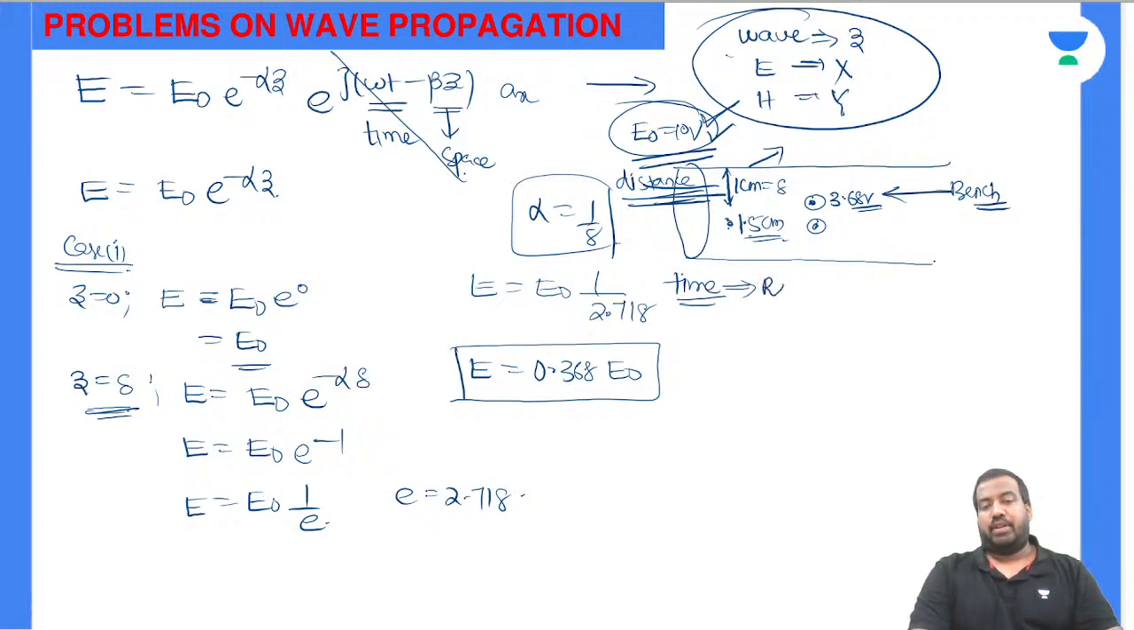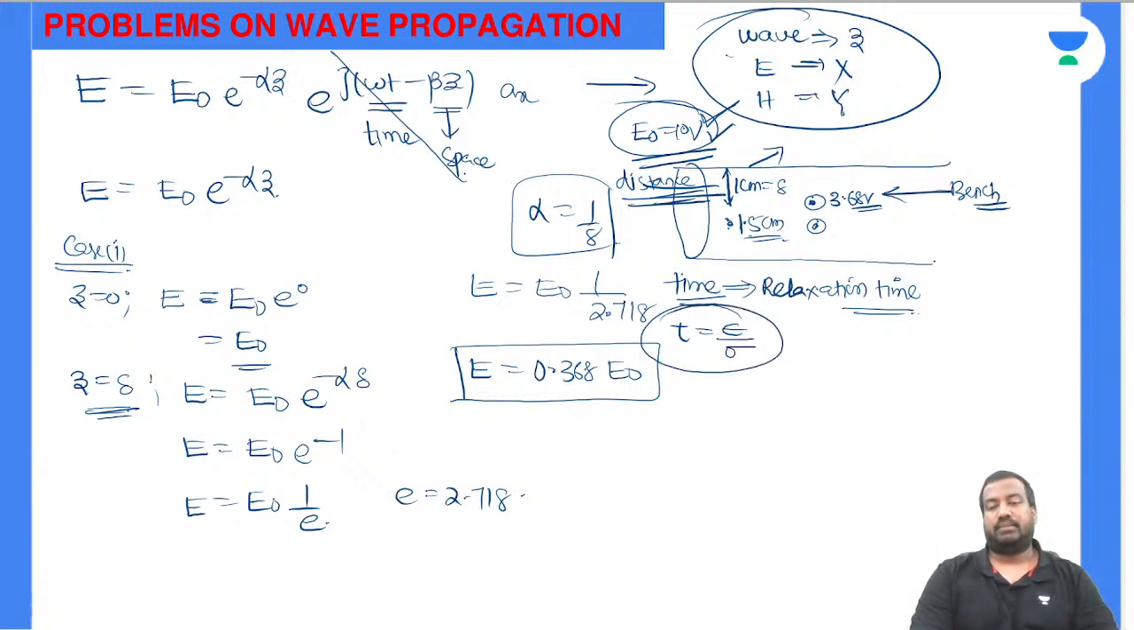The change of amplitude of the signal with respect to time is given by relaxation time. Tau, formula epsilon by sigma. Relaxation time is the time taken by the wave to decrease to 36.8% of its initial value.